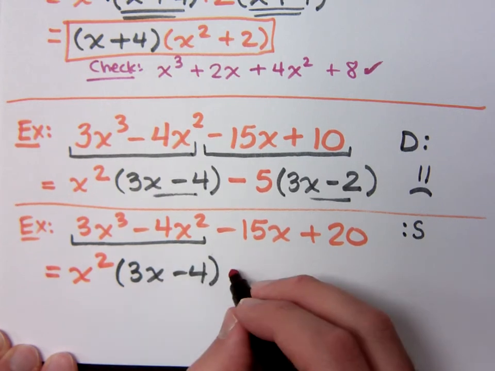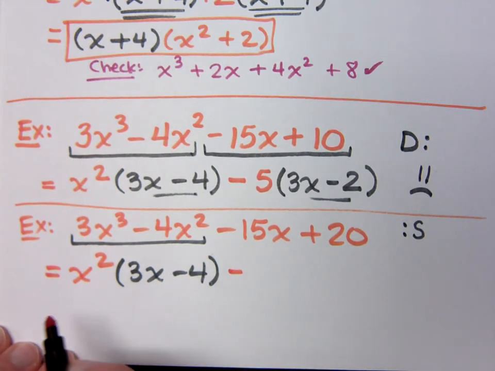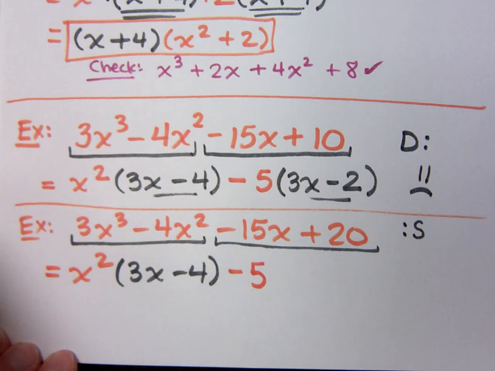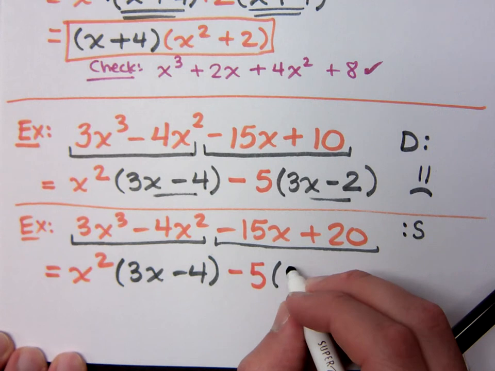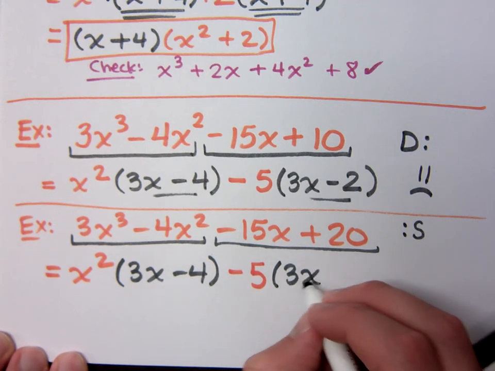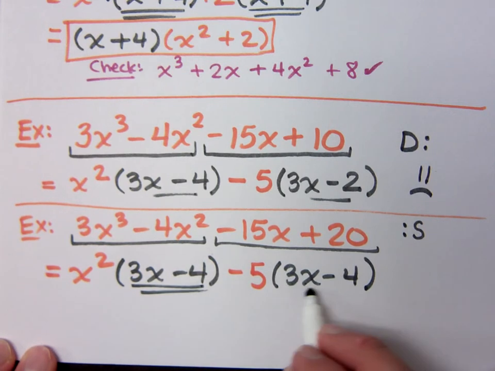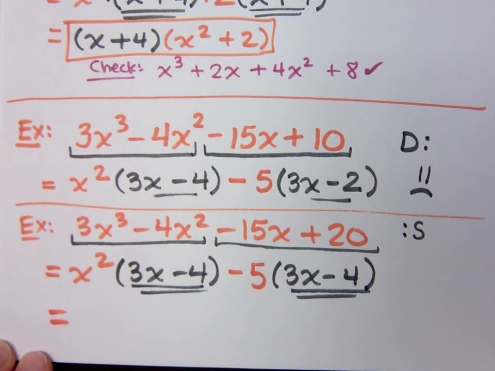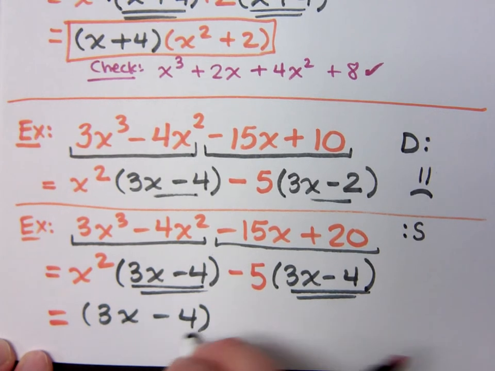So I maintain that it's still x squared times 3x minus 4. Do y'all agree? And the common factor in the other group is what? Negative 5. Now if I divide out negative 5 this time, what do I have? 3x minus 4. Do y'all agree? Now can I finish this? What lets me finish it now? Those are the same, right? So how do I write this? 3x minus 4 times x squared minus 5.